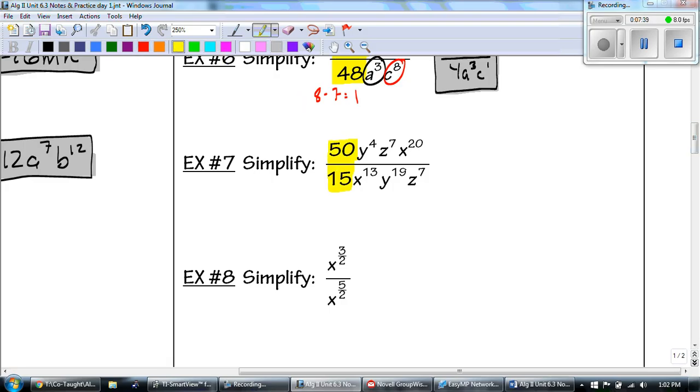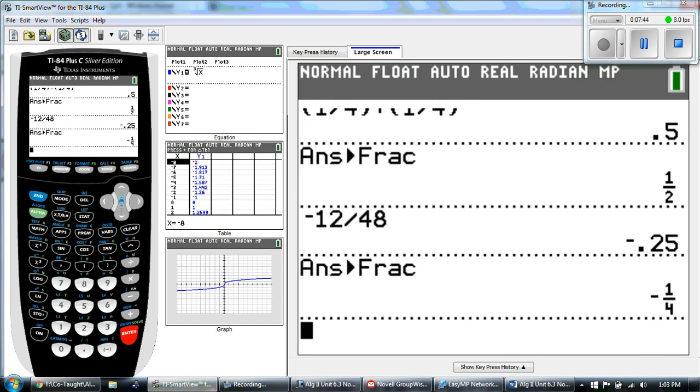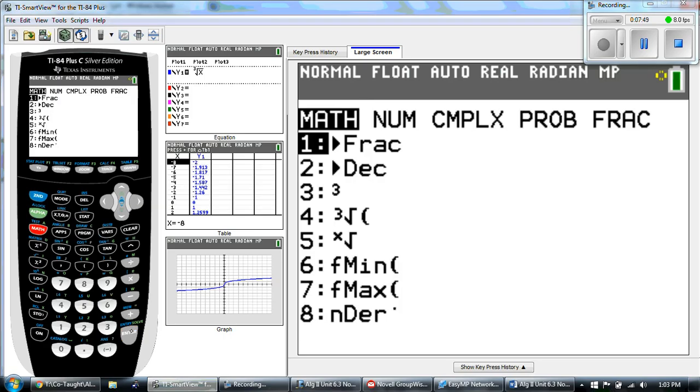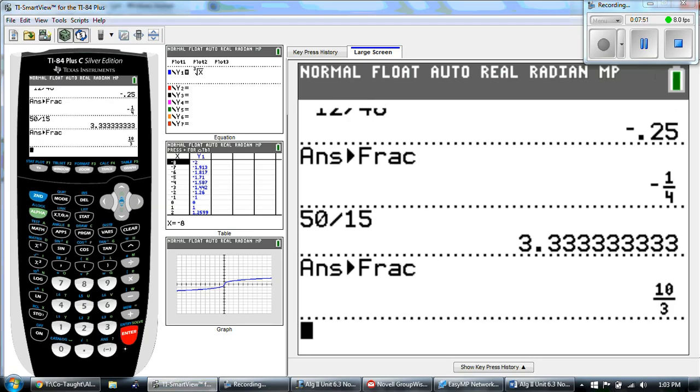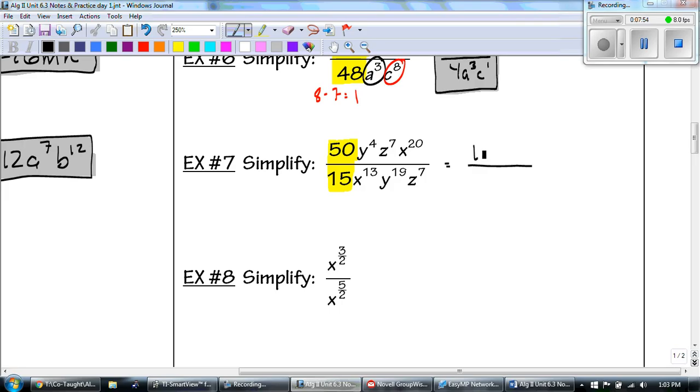Okay, I'm looking at my coefficients first. 50 divided by 15. Math, enter, enter to get the fraction of 10/3, 10 on the top, 3 on the bottom. Looking at my x's, the top wins because we have 20 minus 13 and that is 7. So the top wins by 7, x to the 7th.